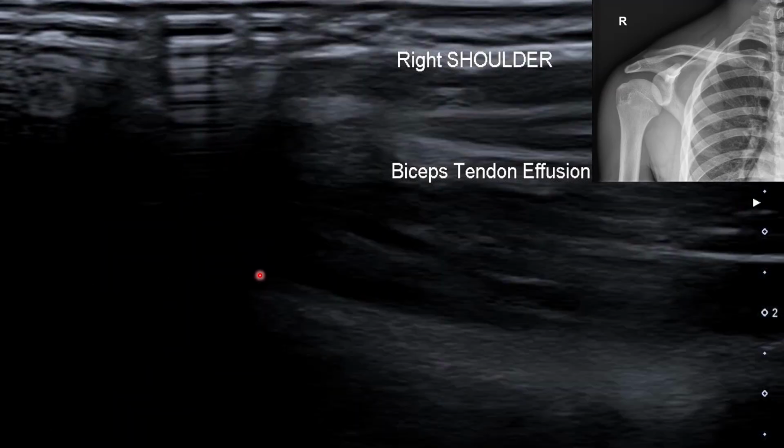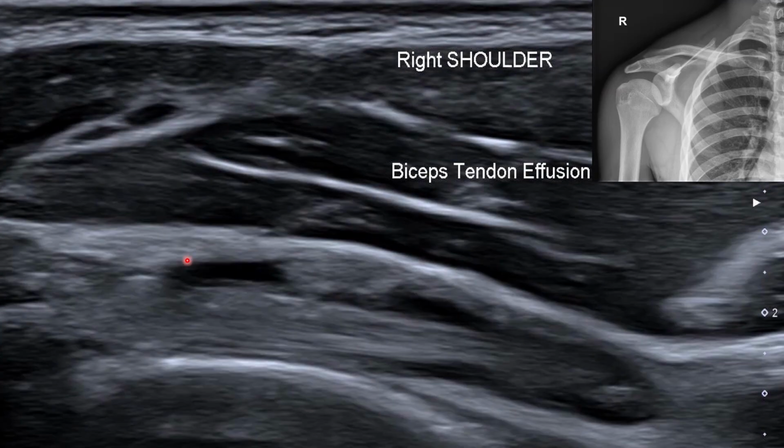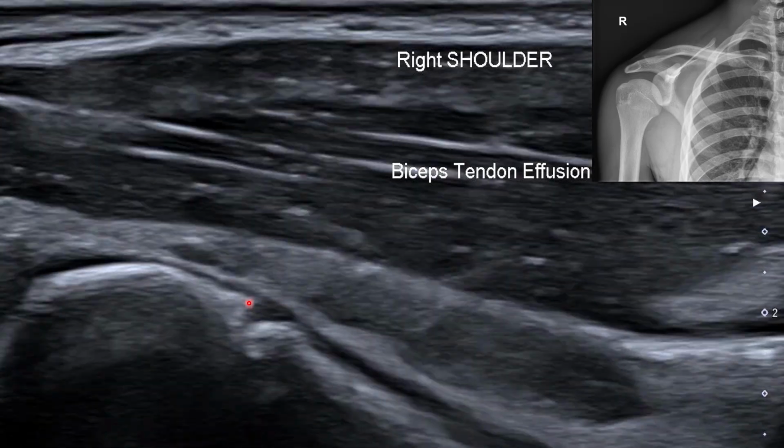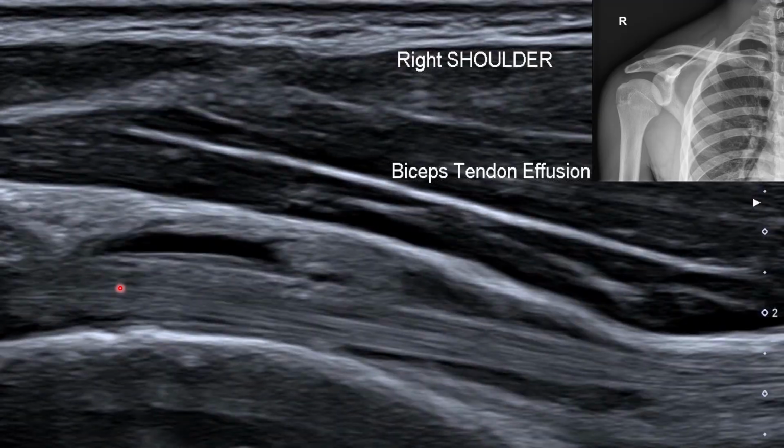So this is inflammation. This is the tendon sheath there, the tendon sheath there. So this is the biceps, as you can see here. The biceps tendon looks fine and continuous.